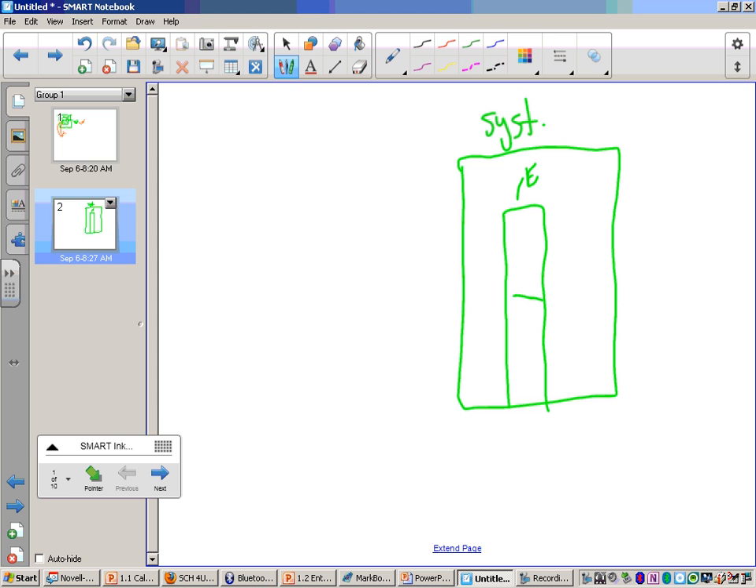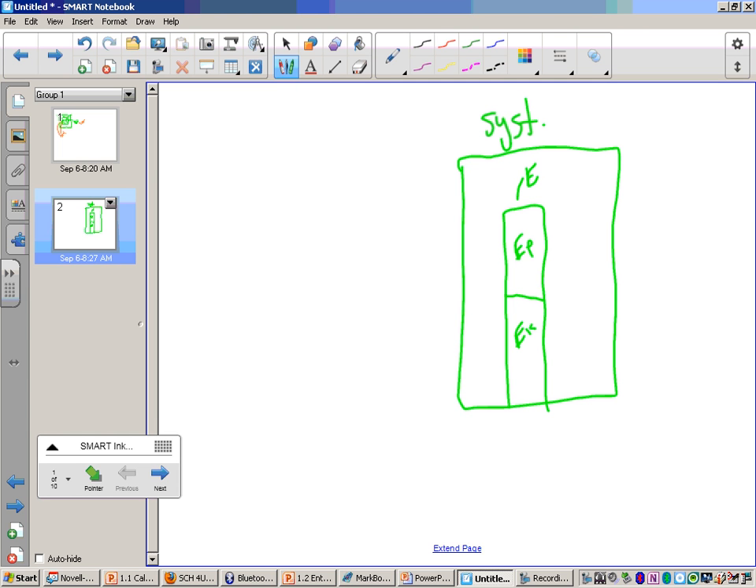The two forms of energy, so I'll break this in half. The two forms of energy are EK. There's kinetic energy because the particles are moving, they're wiggling. And there's EP because there's energy stored in the bonds.